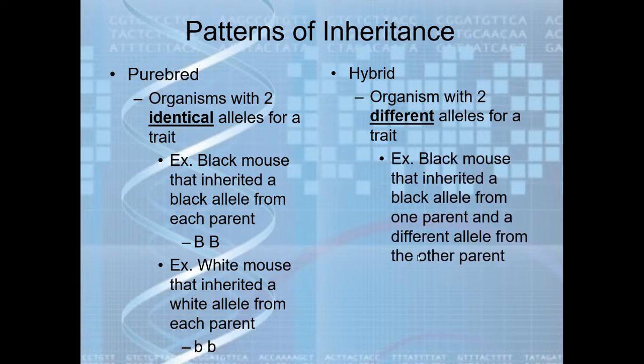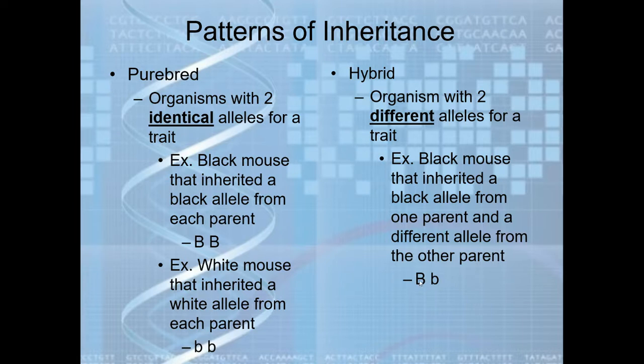For hybrid, they are different. So maybe one dominant and one recessive. So in organisms with two different alleles for a trait. So for example, a black mouse that inherited a black allele from one parent and a different allele from the other parent. Now, this is the part where it gets tricky. So say for example, the black mouse has a dominant black allele and a recessive white allele. So therefore, the color of the mouse will be black. Just be patient. We will be discussing this more in the following slide.